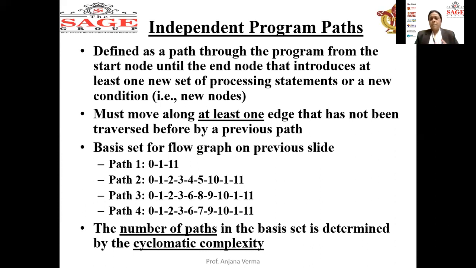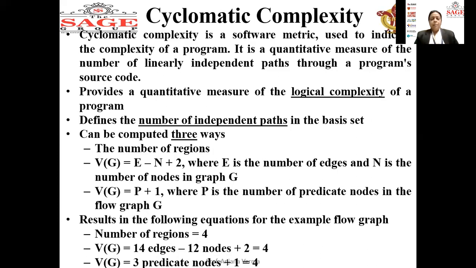There are some very simple formulae. I will just show you the formulae. You can see in the lower part the result of the following equation for the example flow graph. What is the complexity of your flow graph? I'm saying that it is 4. You can count this with one way, which is the regions. How many regions were there? 4 regions. So we can say a complexity of 4 means there are 4 paths.